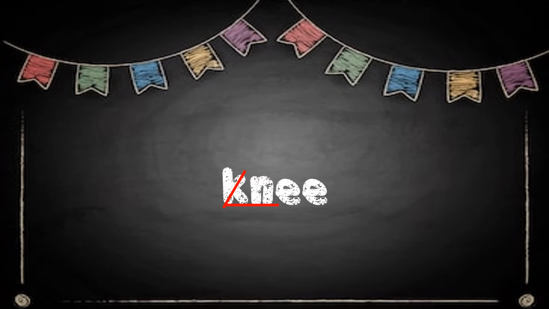What do we have here? It's digraph EE, so we're going to underline it, and we're going to cross out the second E because it is silent. And we're going to put a macron over the first E so we remember that it's long and it says its name.